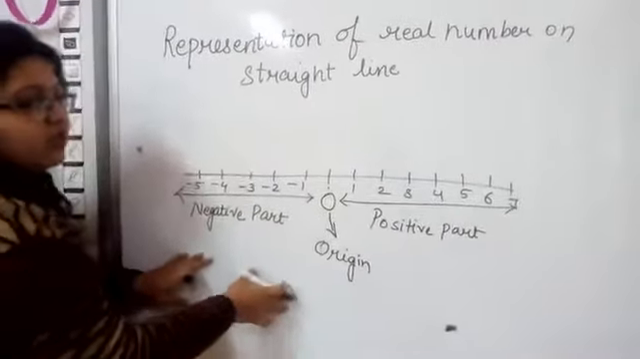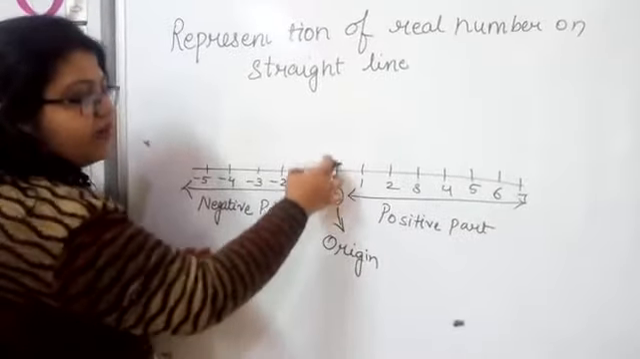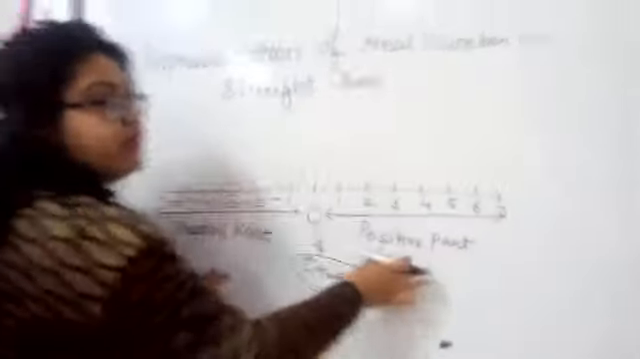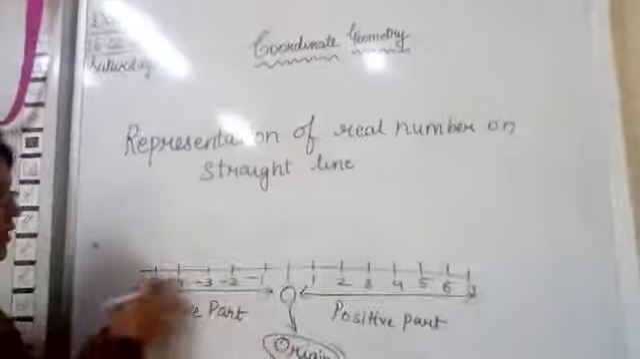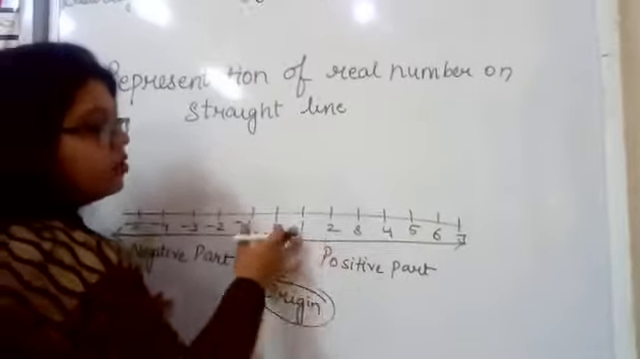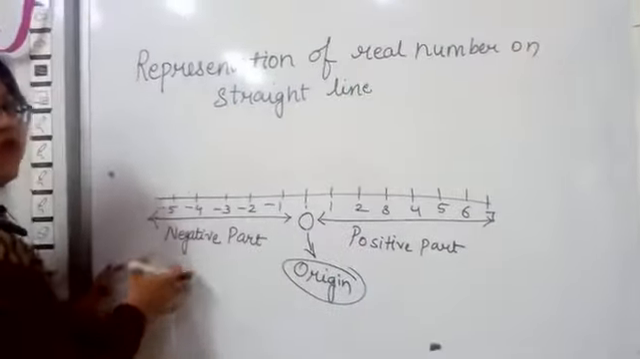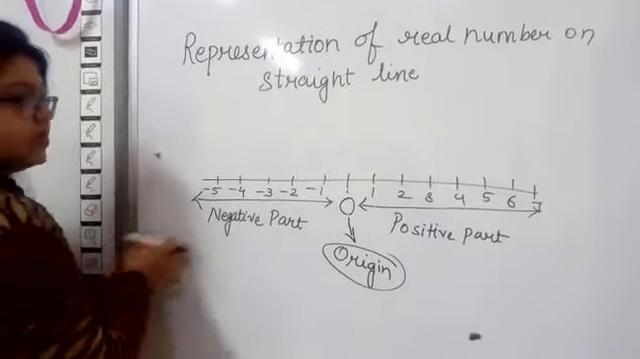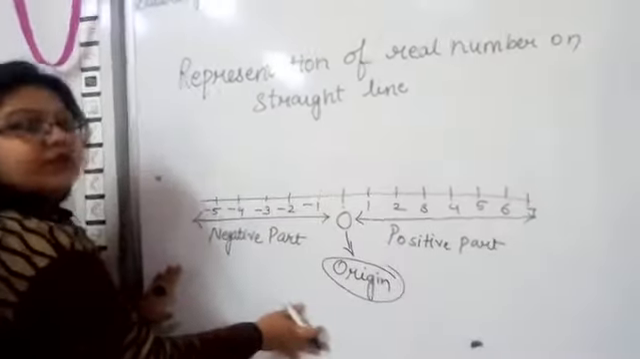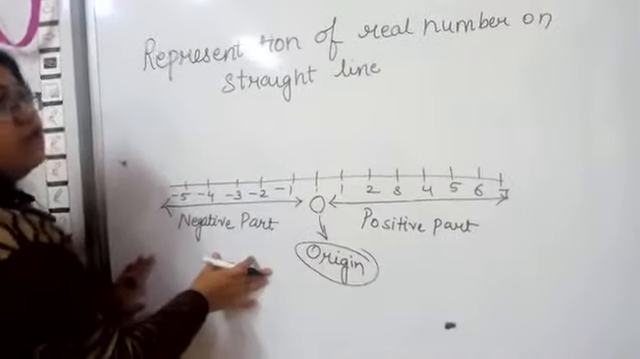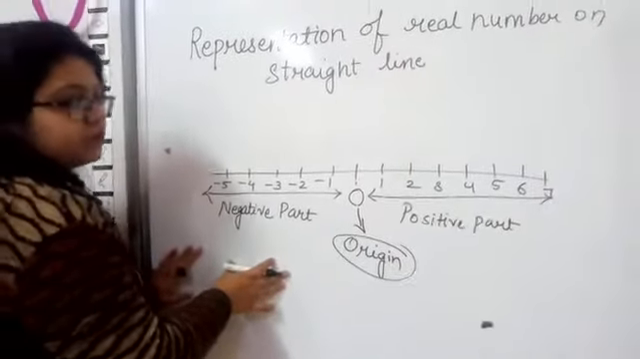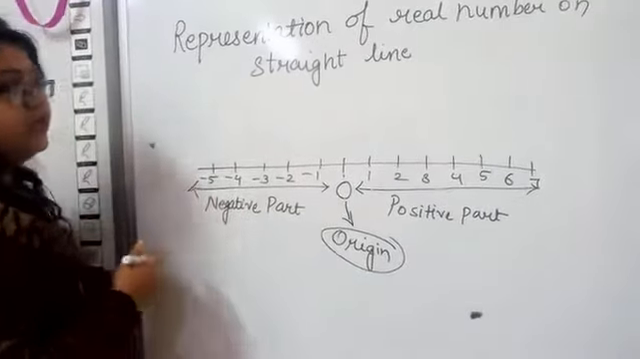Okay, so we have seen that when I divide this line by this origin O, the line is divided into two parts. One part is the positive part and the other part is the negative part. Whenever we have to find a positive real value, we go in this direction. Whenever we have to find a negative value, we go in the negative direction, which means the left direction. Okay, clear to all of you? So this is the representation of a real number on a straight line. Okay, so in this manner we find the values of the real numbers.